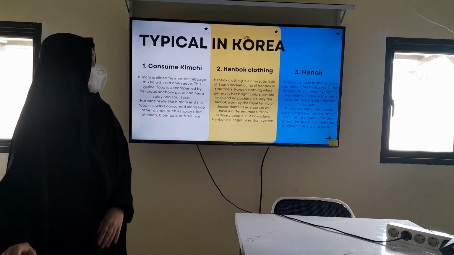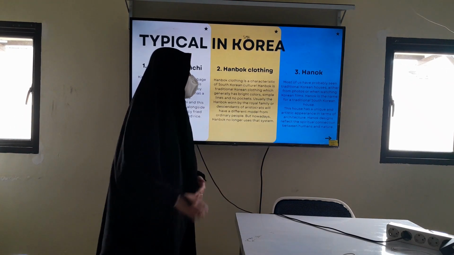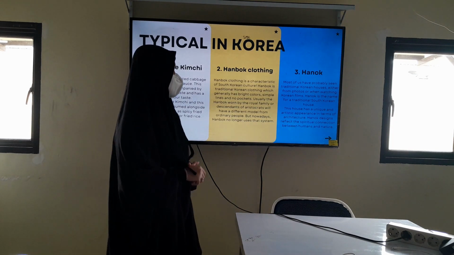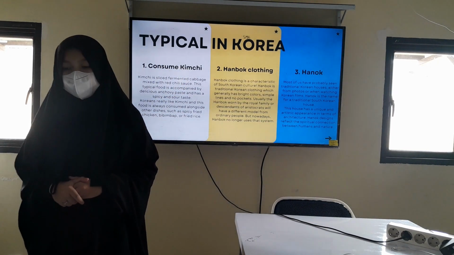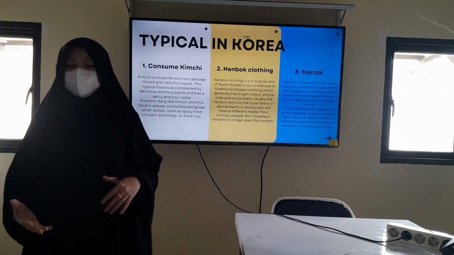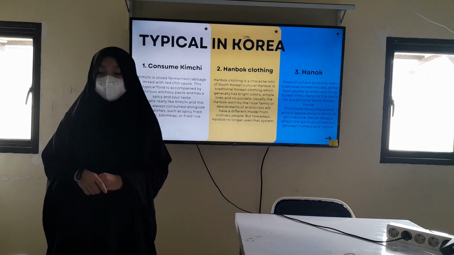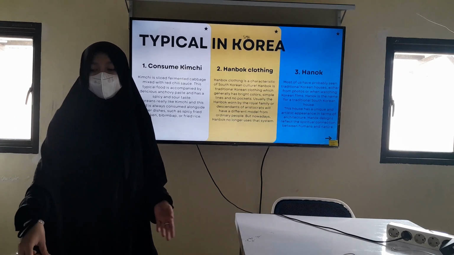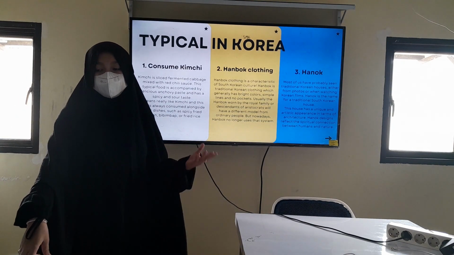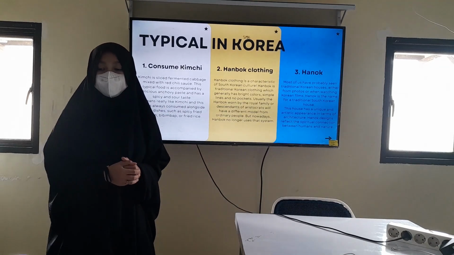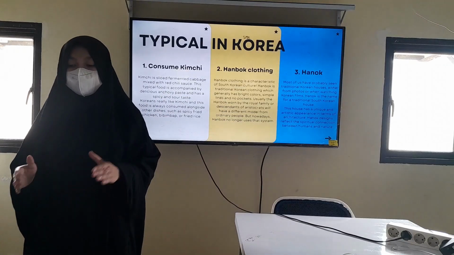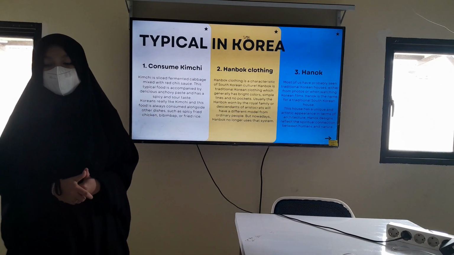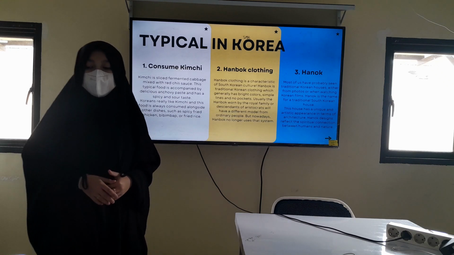Third, hanok. Most of us have probably seen a traditional Korean house, either from photos or when watching Korean films. Hanok is the name for a traditional South Korean house. This house has a unique and artistic appearance in terms of architecture. Hanok design reflects the spiritual connection between humans and nature.